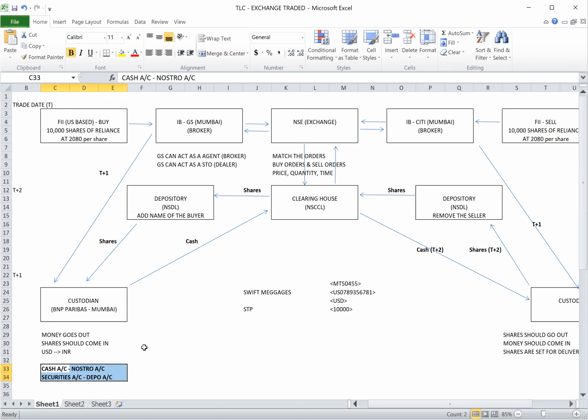Cash account will have all the cash coming in and going out. Securities account will have all the securities coming in and going out. See guys, if you know a little bit about demat account, you have a trading account and a demat account. Do you know that? So it is like your trading account. And this is like your demat account.